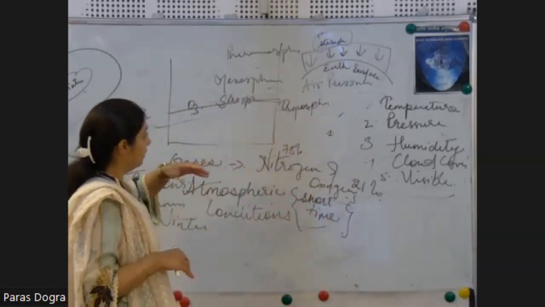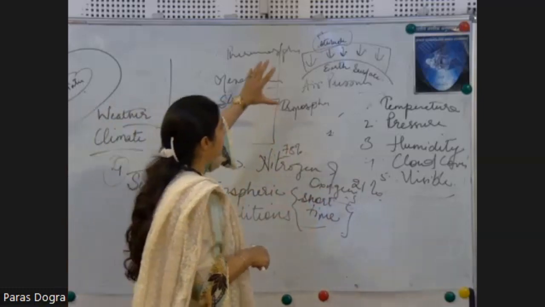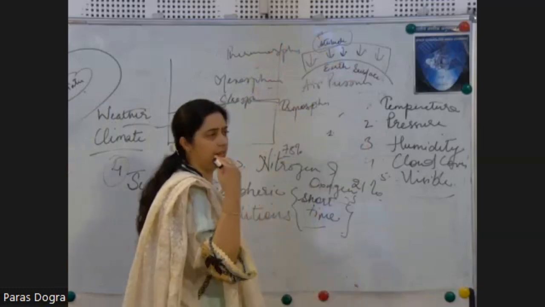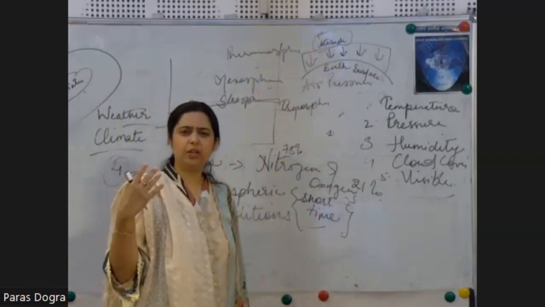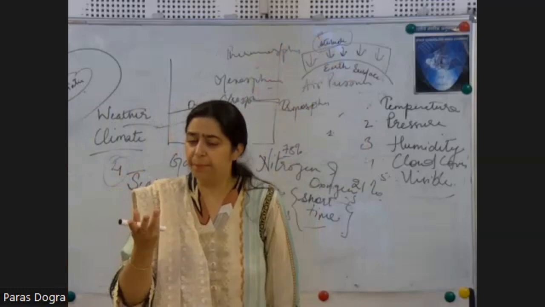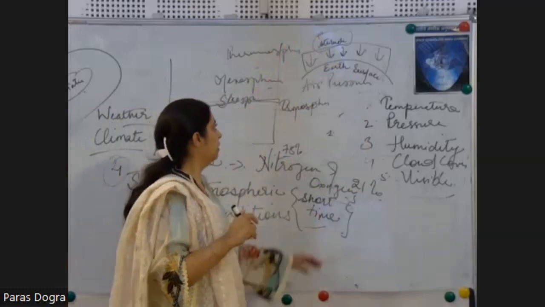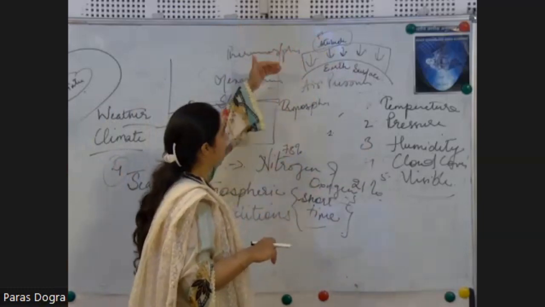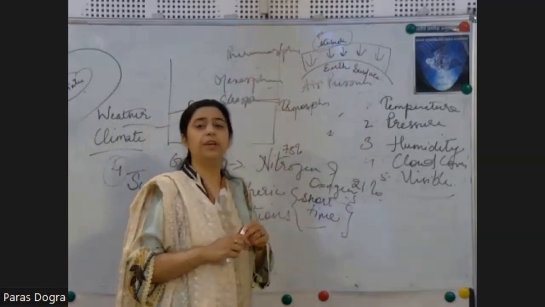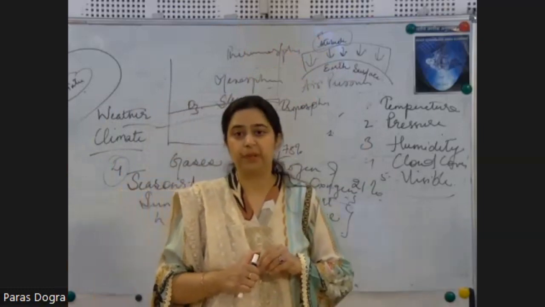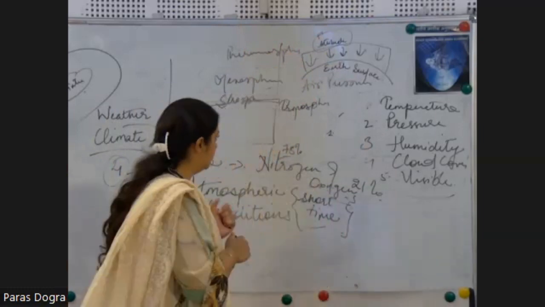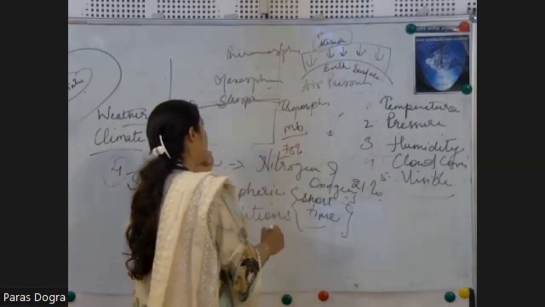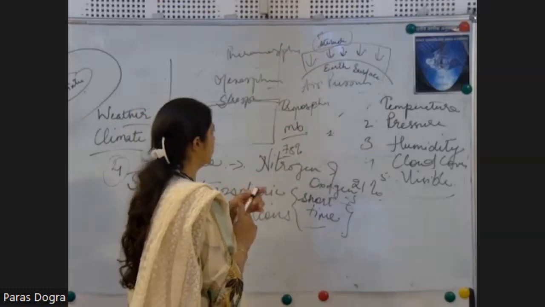And where the components of the atmosphere like temperature, pressure, wind, their percentage is low, the air pressure automatically decreases. So the air pressure is measured in millibars. It is always measured in millibars. And the barometer is the instrument which is used to measure the air pressure.